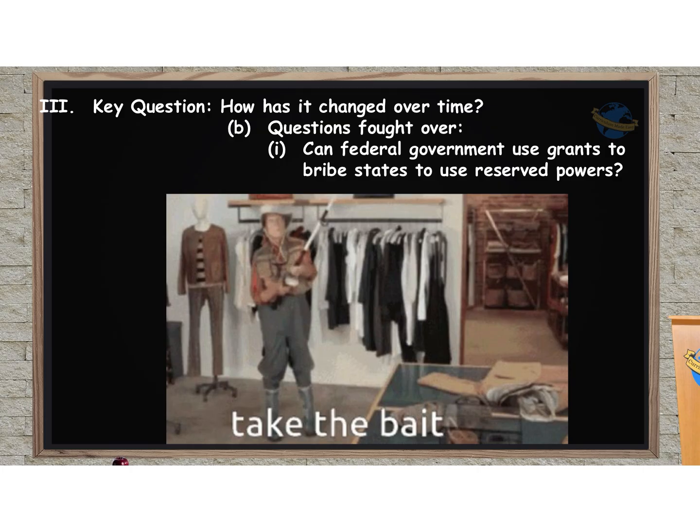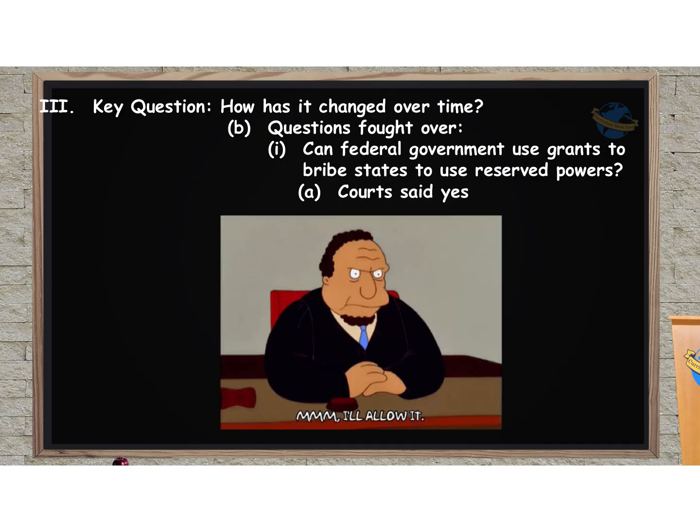So there was a fight, not physical fight, but a legal fight over can the federal government use grants to bribe states to use their reserve powers in ways that will help get us out of the Depression. And the courts resoundingly said, yes, the federal government can offer states financial incentive to use their reserve powers in a way that the federal government would like them to use it. The federal government cannot require them to do those things, but they can offer money and say, if you do this, then we'll give you money.